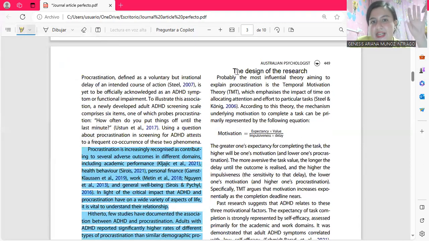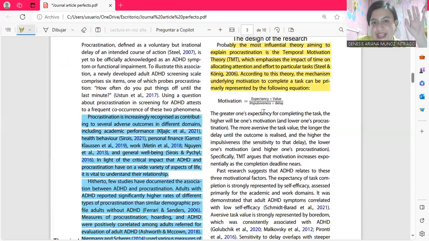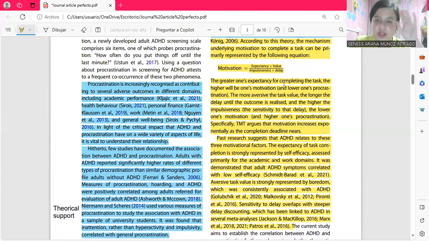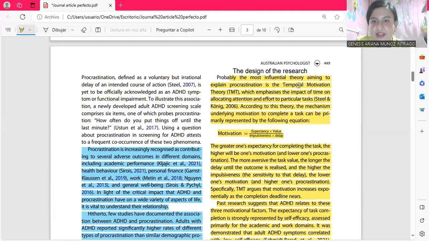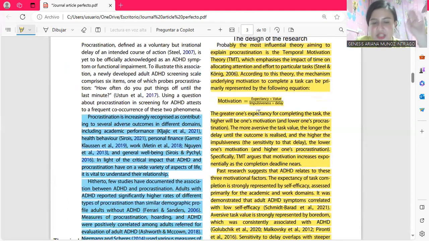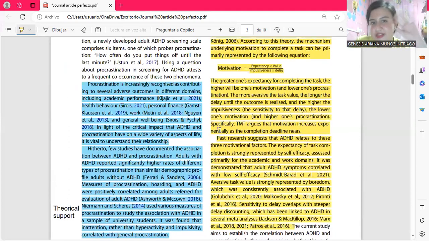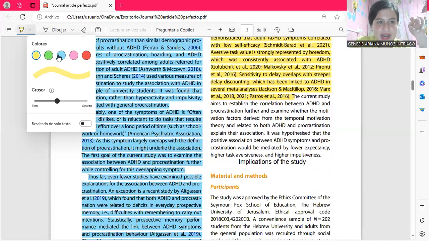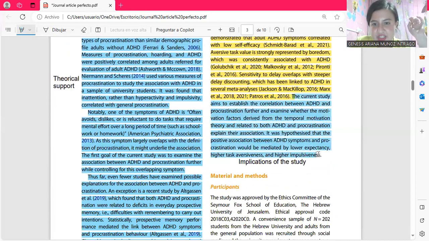In this part, the author basically explains the methods they are going to apply to gather the information, okay? So here, as you can see, they are telling us that they are going to use the temporal motivation theory to obtain the information, and here they are showing us a formula, okay? And after that, we can find the implications of this study.